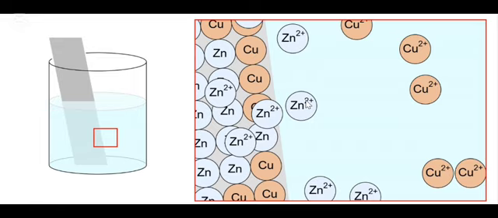So at the end of the day, you see what will happen, that the brown copper will be deposited on the zinc rod. Like I said, it's a redox reaction. Let me repeat it again because I want you to pay attention to the details and see what happens.